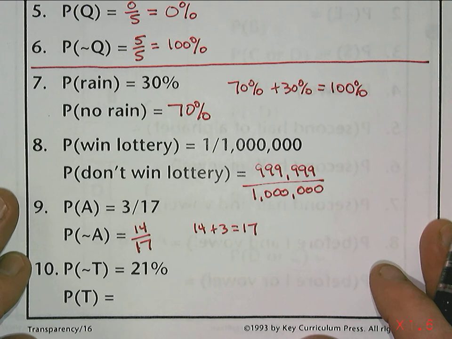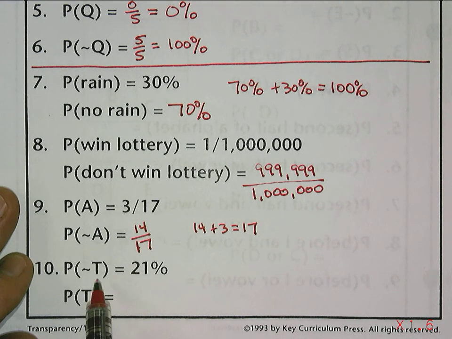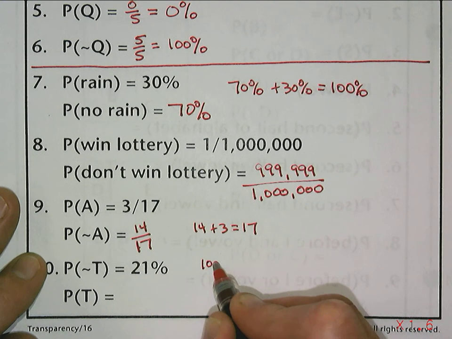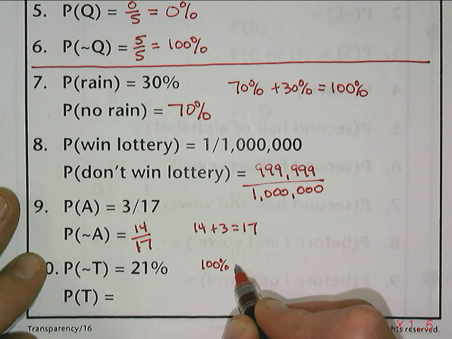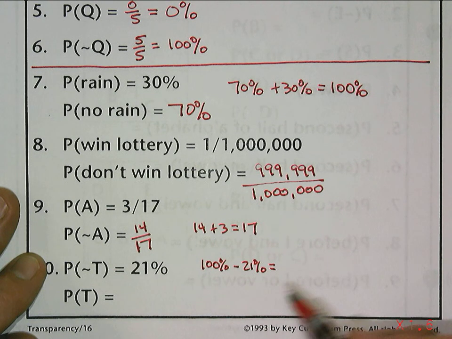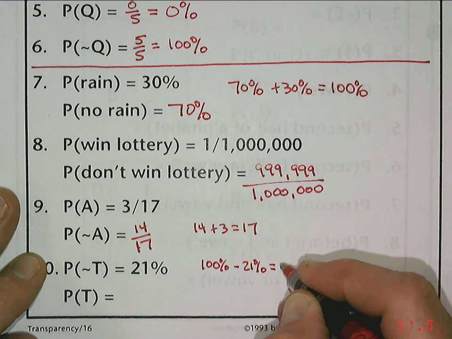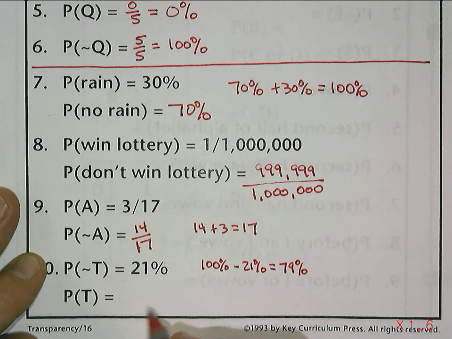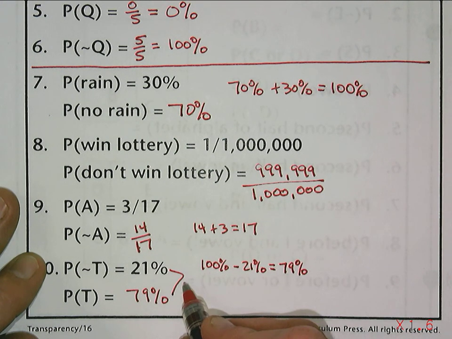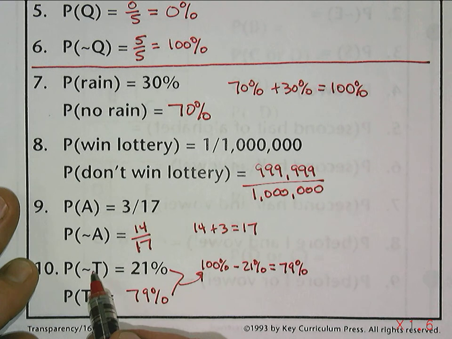And one last example, if the probability of not t is 21%, then the probability of t would have to be the rest. And so I'm just going to go ahead and think of this as 100% minus the 21% gives me the rest, the part that I need, and that's 79%. So 79% would be the rest. These two together have to add up to the whole, because the not and the part together make the whole 100%. We're looking at probabilities.